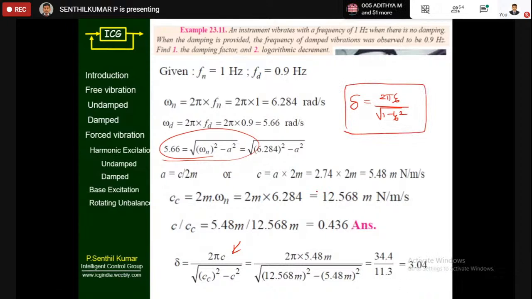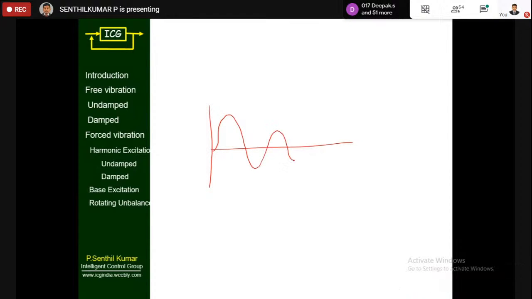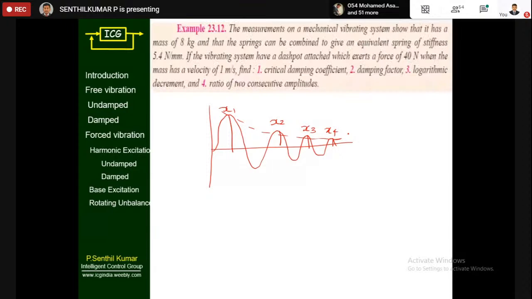Logarithmic decrement. So what do you mean by logarithmic decrement? For example, the vibration reduces like this. If you take the ratio x1, x2, x3, x4, that is a constant. In the ratio, everything is a constant. So there is a constant term in that. That is called logarithmic decrement. That's why they are using that term.